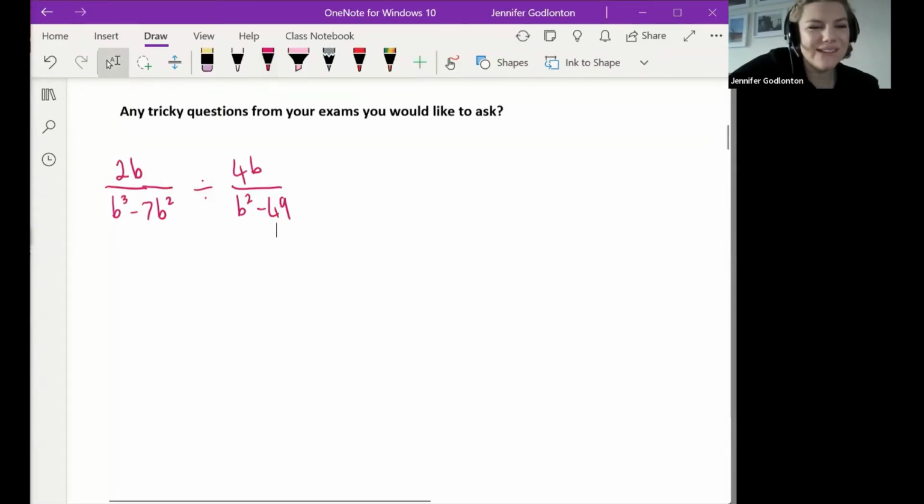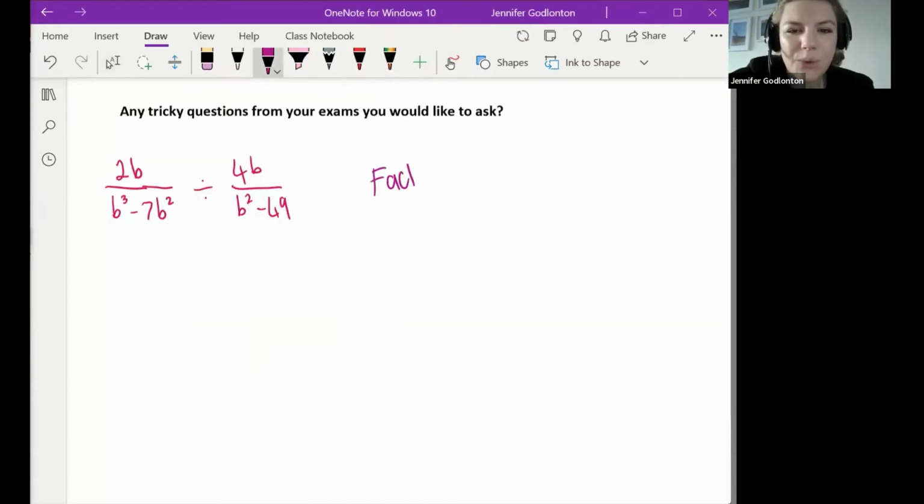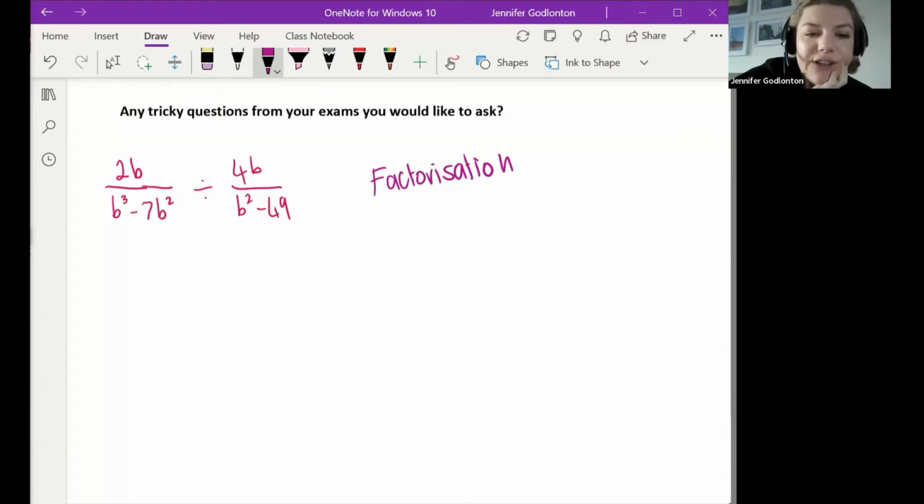Okay. Cool. This is a cool question. I like this one. The thing that is our friend in this type of question is factorization. The first thing we're going to do though is we've got fractions and we've got a divide sign. So when we have fractions and a divide sign, what three letters do we think of?